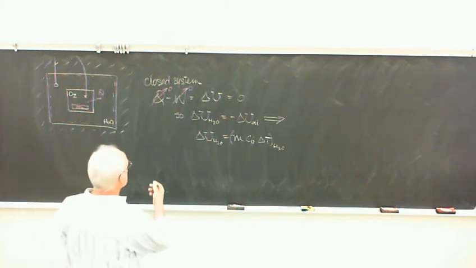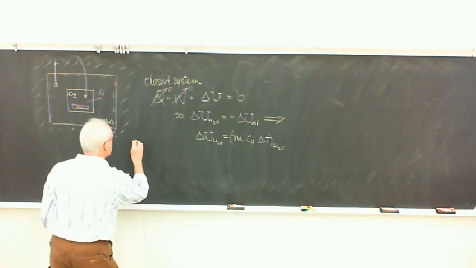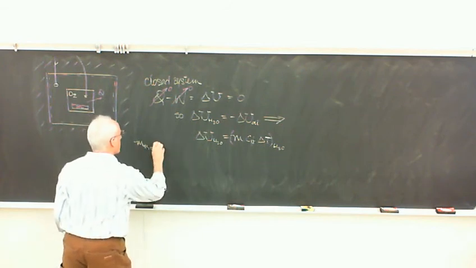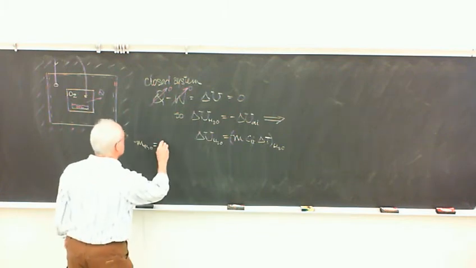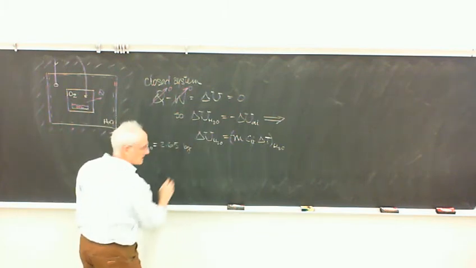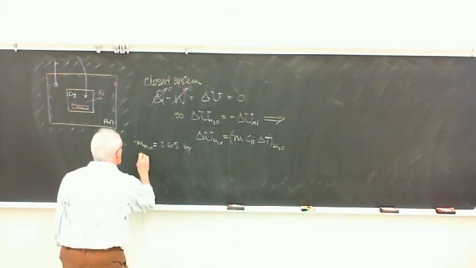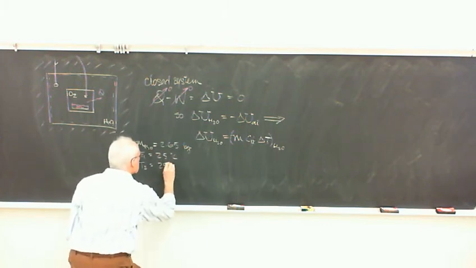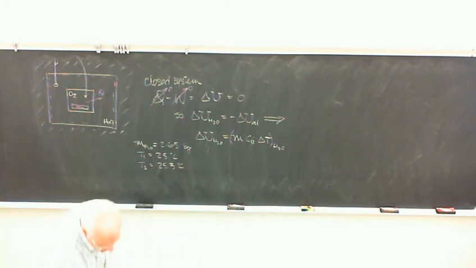I won't even make you do the hard part. Oh, you need two things. Actually, you need a couple things. Mass of the water. T1 of the water, 25 degrees C. After the experiment's run, it goes up 3/10 of a degree. Okay, so you can figure out the change in internal energy of the water. Then that will give you the change in internal energy of the oil.